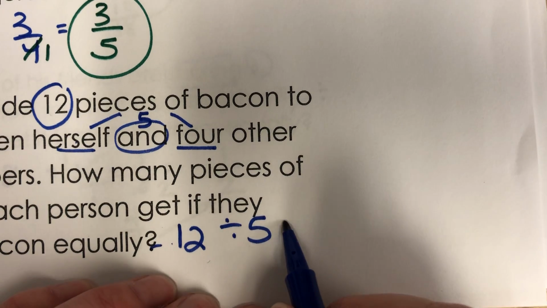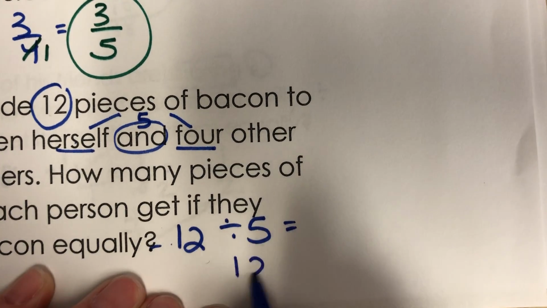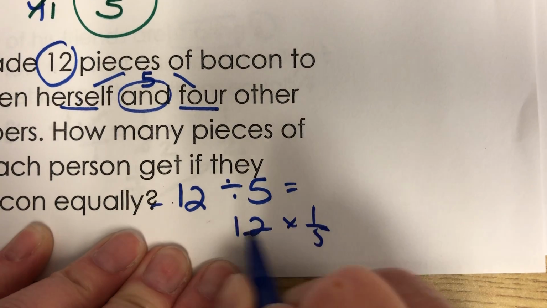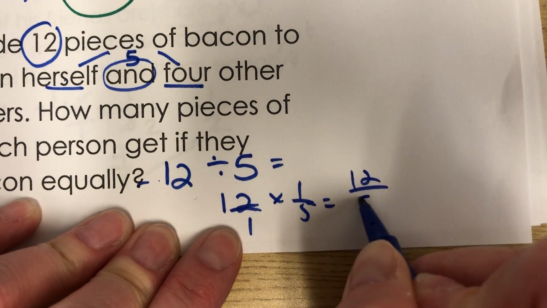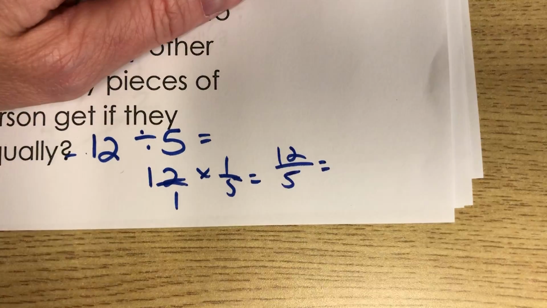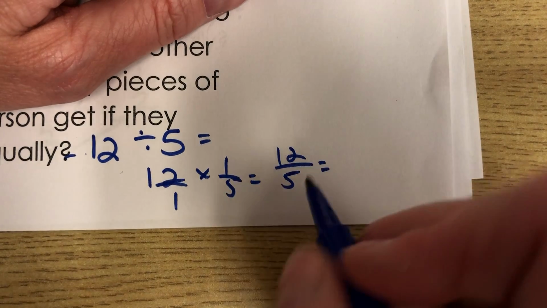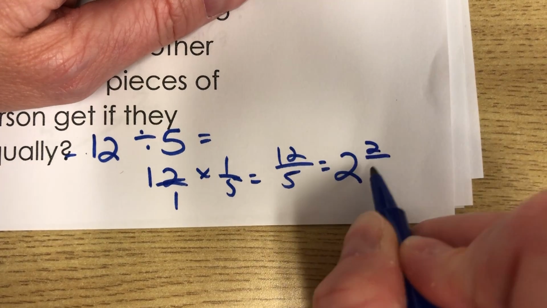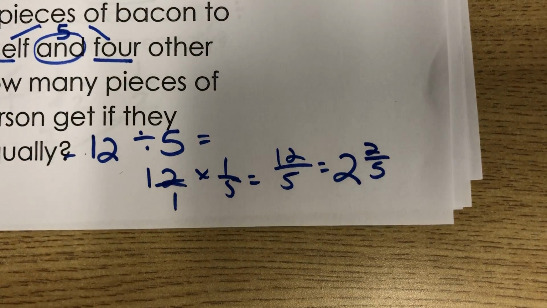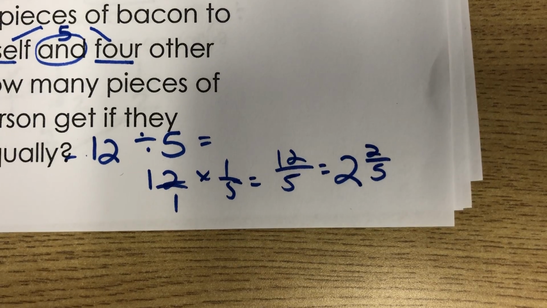So 12 divided by 5, I can change this to 12 times 1/5. And I put the 1 underneath the 12. 12 times 1 is 12. 1 times 5 is 5. Each person will get, change this improper into a mixed number. 5 goes into 12 twice, and 5 times 2 is 10. There's 2 left over out of 5. So each person would get 2 2/5 pieces of bacon.